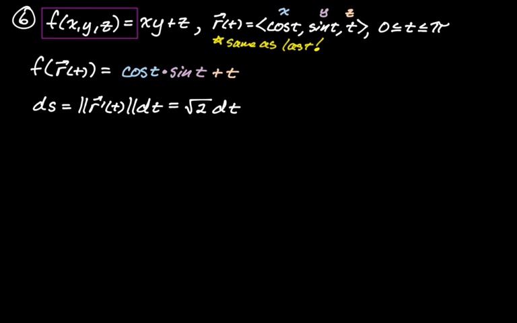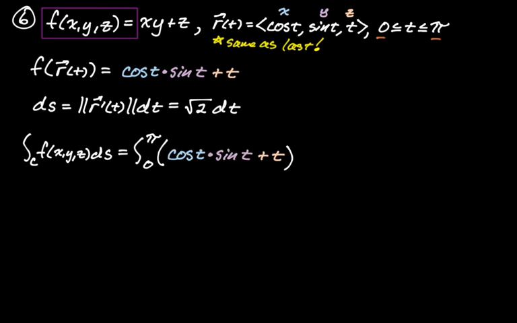All right, so now we want to set this up. So we're doing the integral along the path of f of xyz ds. T goes from 0 to pi. So we'll just plug those in. F of r of t is, so it's cosine t, sine t, plus t. And then ds is just root 2 dt. What I'm going to do here, because I think it's a little bit easier, is I'm going to use the double angle formula for sine. Sine of 2t is 2 sine t cosine t, which means that sine times cosine is 1/2 sine of 2t.